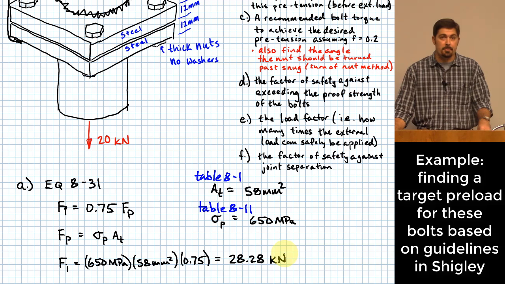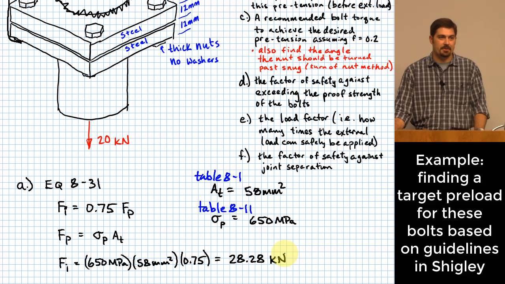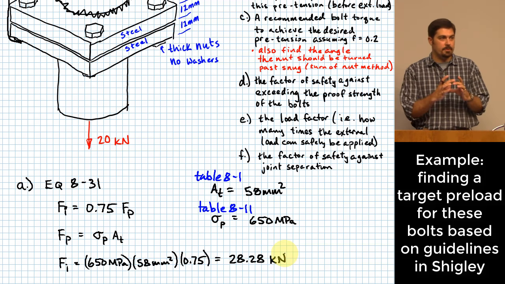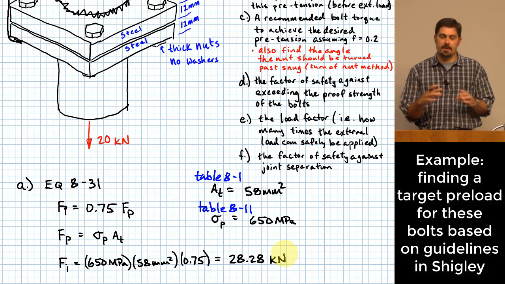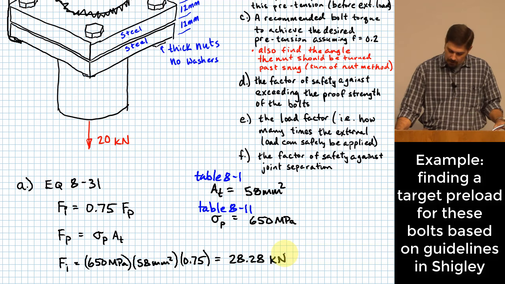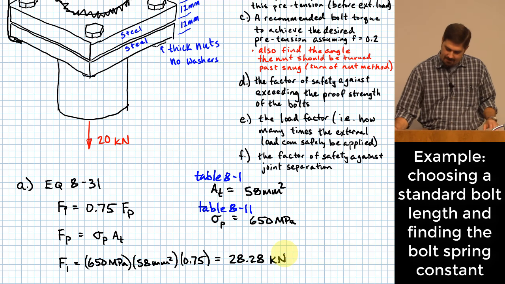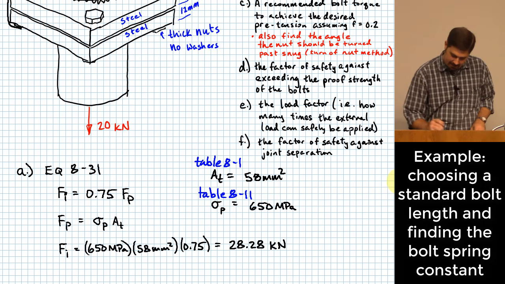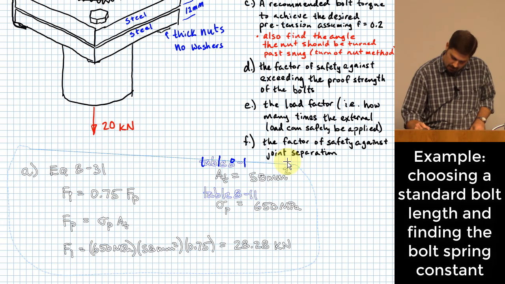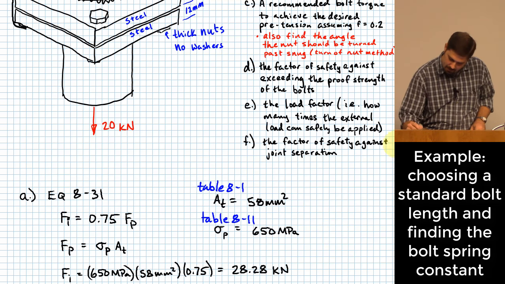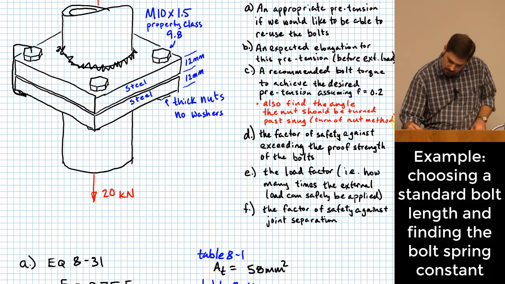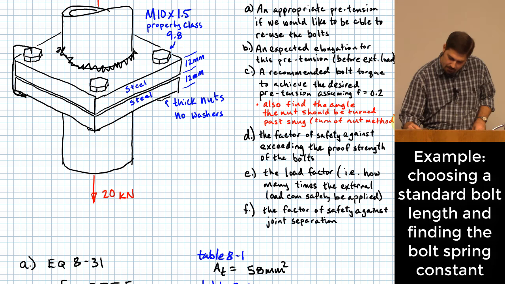This is, you don't distribute this one. You don't say that that's, divide that by 4 or anything. Each bolt is loaded to this amount of force for the preload side of the question. All right, so we're done with part A, finally. Next, let's actually look at part B, an expected elongation for this pretension.